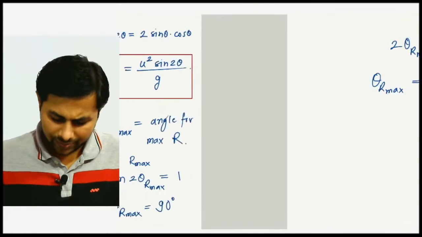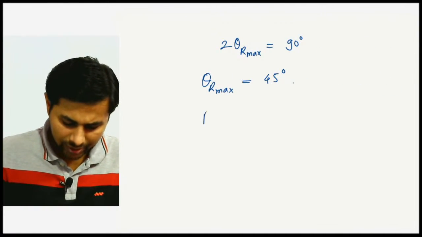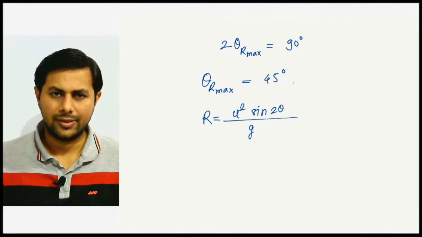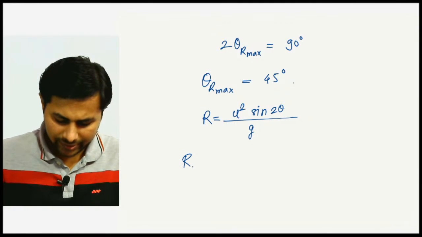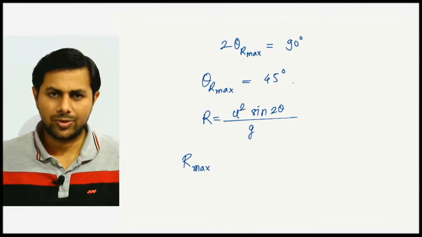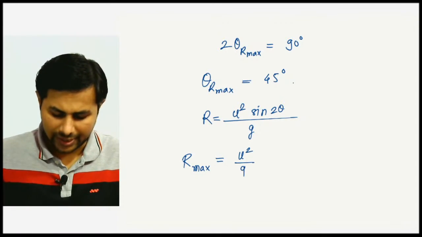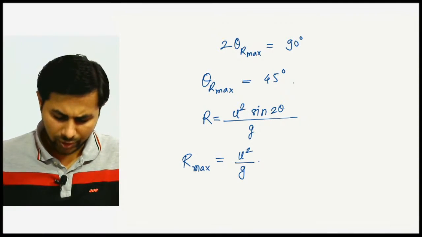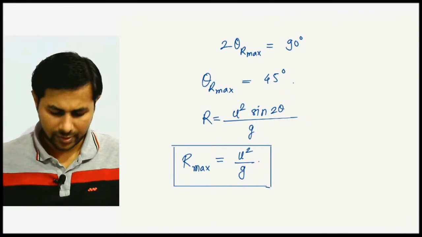So what will be the value of R then? We have R equals u squared sin 2 theta divided by g, and when theta is equal to 45 degrees, R is R max. So sin 2 theta is 1, and we get R max equals u squared divided by g. So the maximum value for the horizontal range is u squared divided by g.